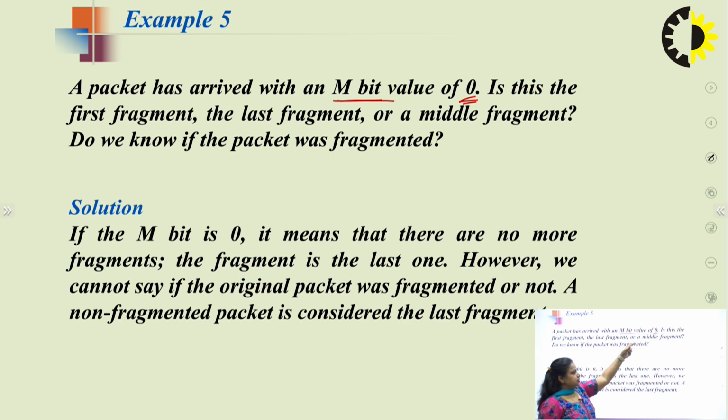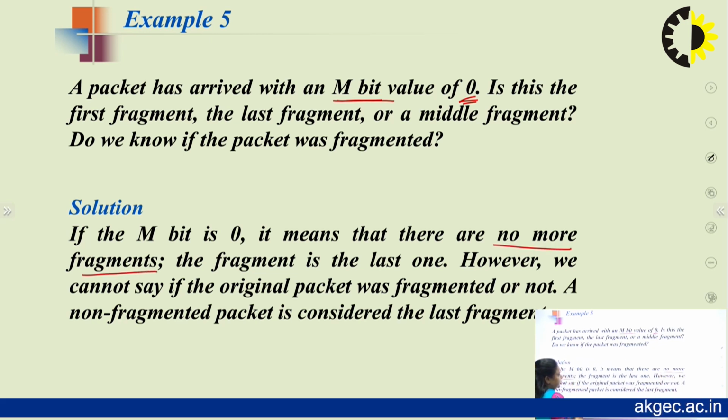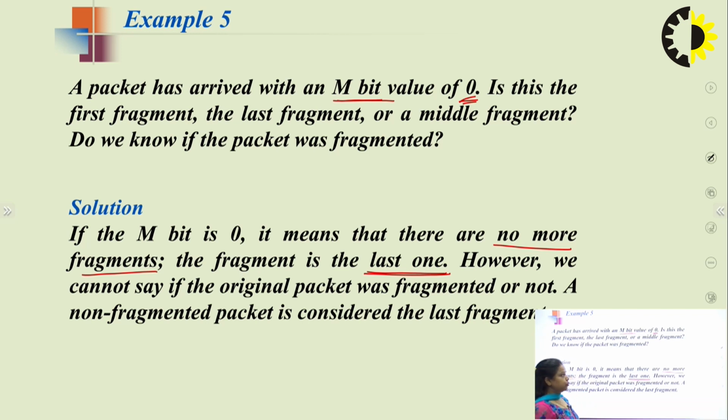If the value is 0, it means it is sure that there are no more fragments. So we can say, yes, this is the last fragment, or the only fragment. But we cannot say whether it is fragmented or not. That we are going to know from D, do not fragment.